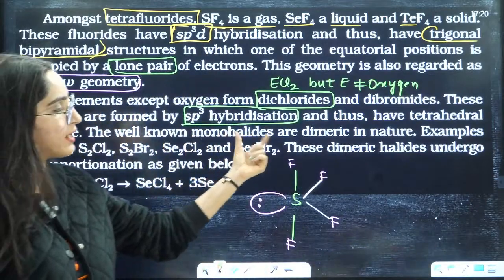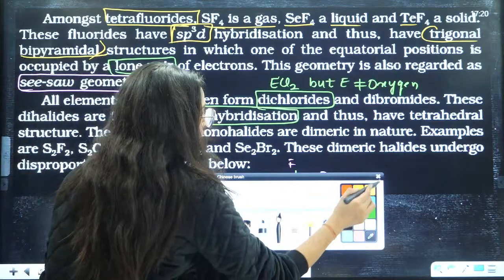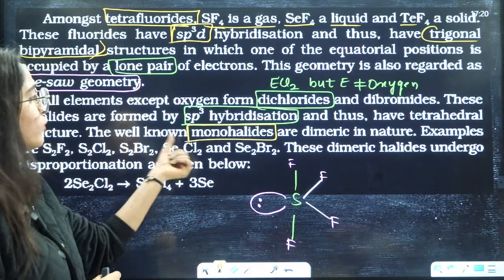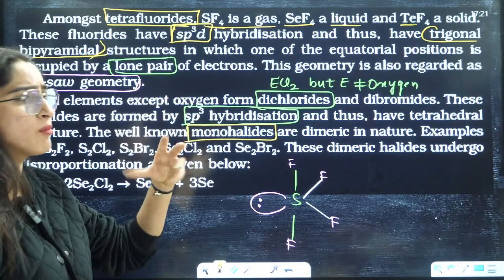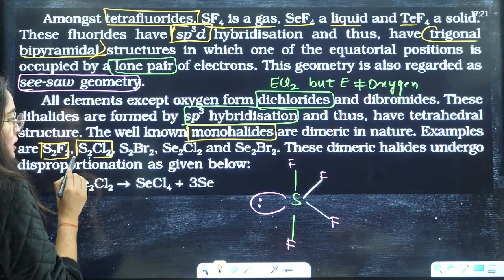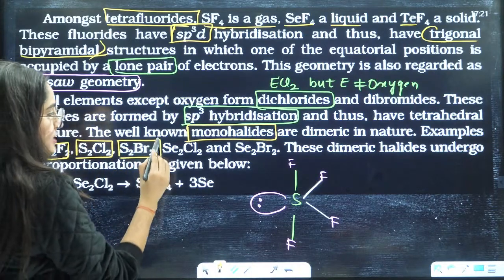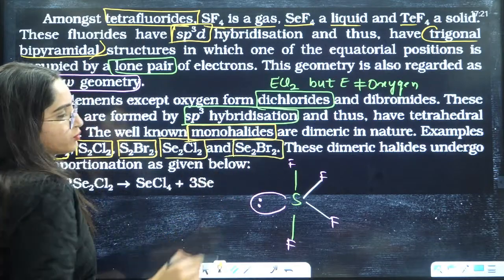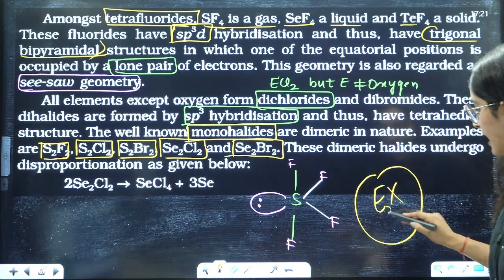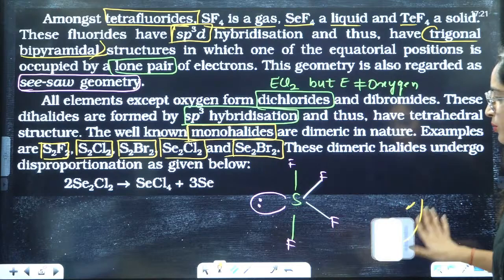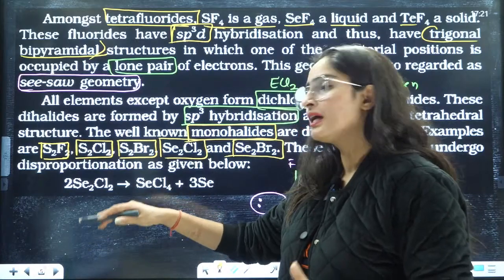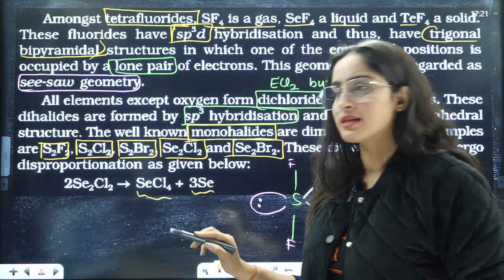There are well known monohalides as well. If you talk about the monohalides, the well known monohalides are dimeric in nature. They form dimers. Examples are S2F2, S2Cl2, S2Br2, Se2Cl2, Se2Br2. So basically, EX will exist as a dimer, not as a monomer. Once you react, it will basically give you SeCl4 and selenium here.